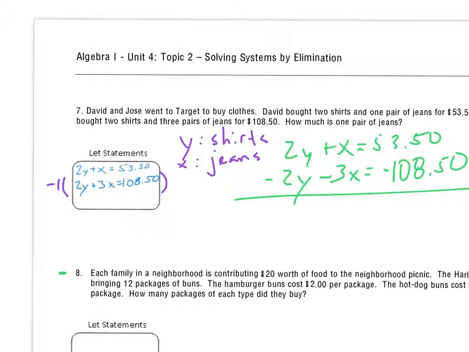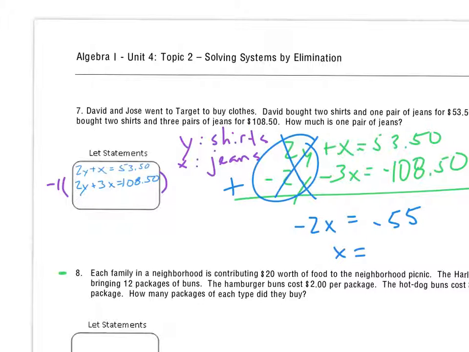Now when I add both of these together, my y's cancel out, and for my x's, positive x minus 3x would be a negative 2x equals $53.50 plus a negative 108.50, which gives me negative $55. If I divide both of those by negative 2, I end up with x equals $27.50. And we know that my x was jeans, so that's all I need. I have my answer, $27.50 for jeans.